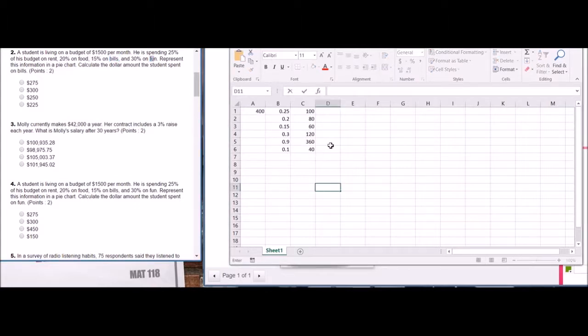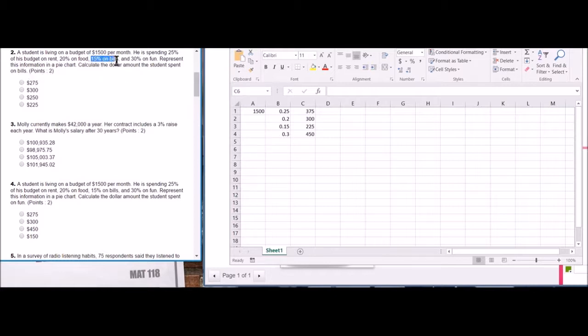All right, so we can just simply stay with the same chart here, 1,500, and we can change these percentages here. So we add, 0.25 is right there already, 0.2 same, 0.15, 0.3, and let's get rid of these guys here. So we don't really need those. All right. So let's take a look, make sure we got everything. Very similar to the first one: 25, 20, 15, and 30. Okay, 1,500 per month. And it says, represent this information in a pie chart. Well, I have to be honest with you, you don't really need to make a pie chart, but we can if you want to. Calculate the dollar amount the student spent on bills.